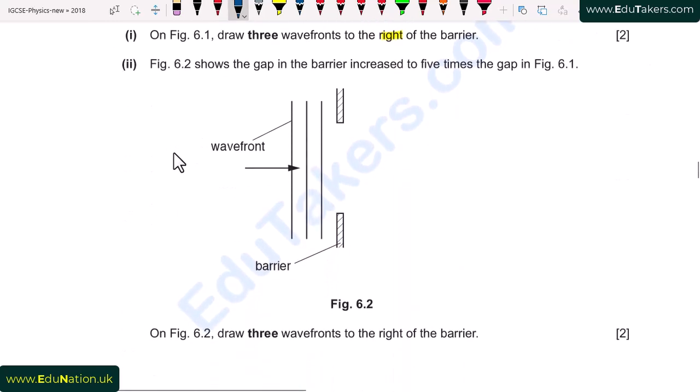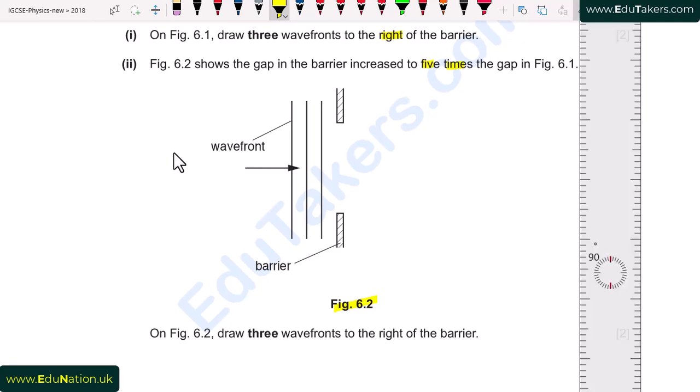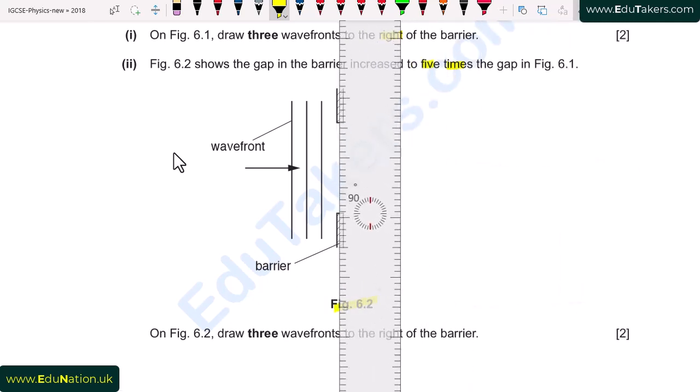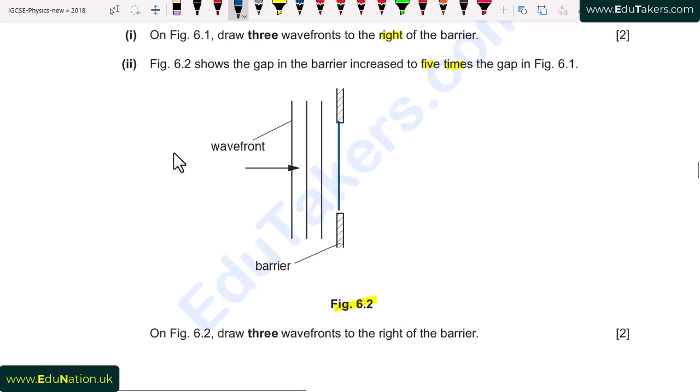Going towards the next part 2. Figure 6.2 shows the gap in a barrier increased 5 times. Here the distance between the barriers is increased 5 times. So here we can see that in figure 6.2 the distance between the barriers is very large as compared to the wavelength. So first of all I draw here a line to show this distance. So this is the distance between the barriers and this is the wavelength lambda.